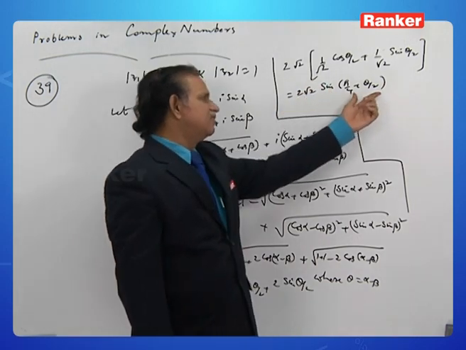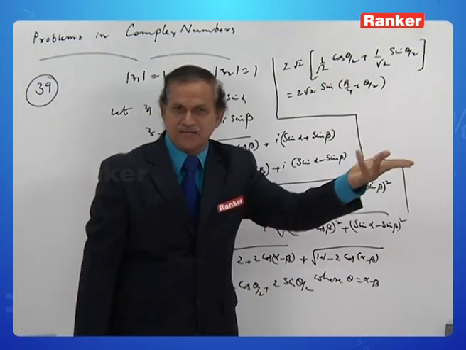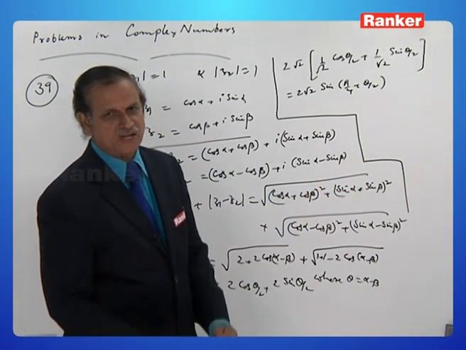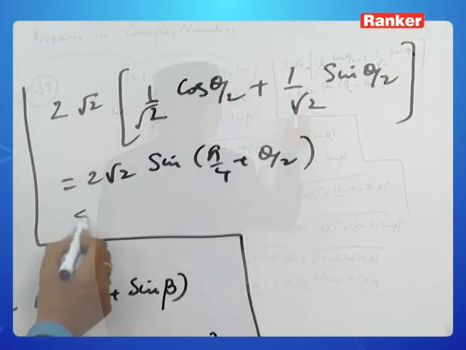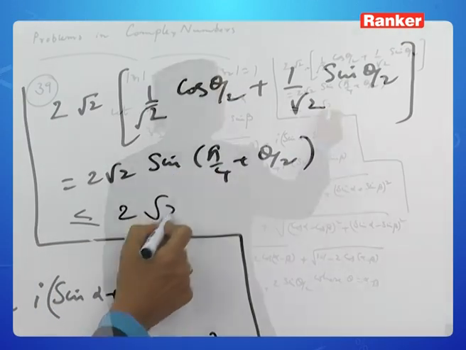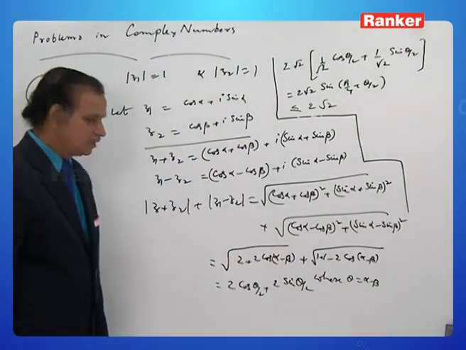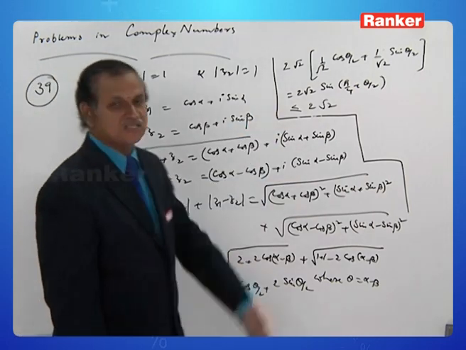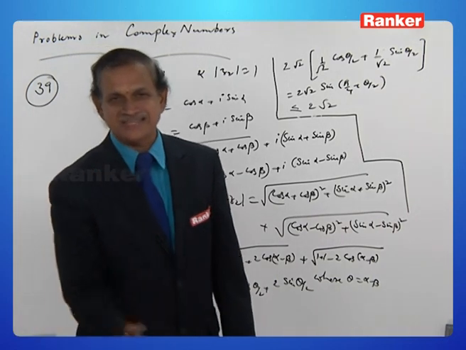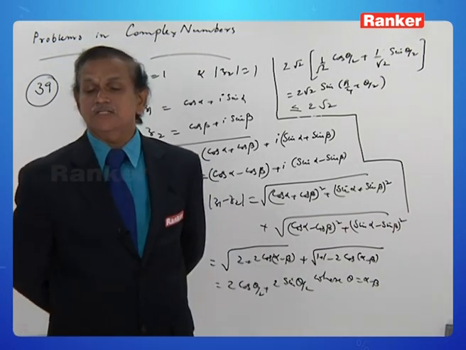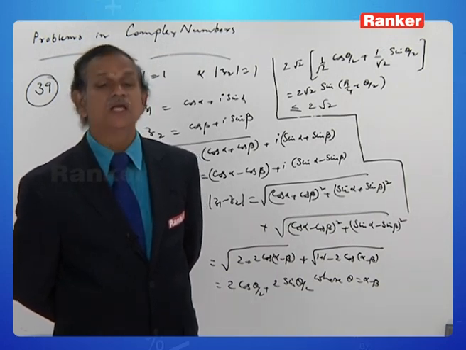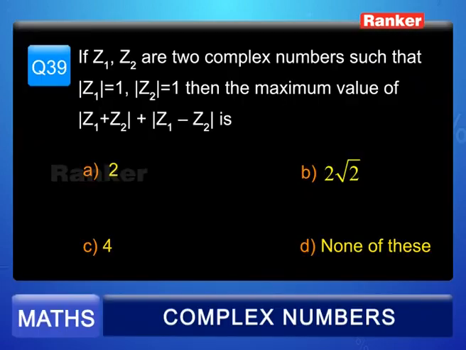Whatever might be the value inside this bracket, this is sine of something, a sine value, it can never exceed 1. Therefore, this is less than or equal to 2 root 2 into 1, that is 2 root 2. What could you notice? Mod Z1 plus Z2 plus mod Z1 minus Z2 can never exceed 2 root 2. It is either less than that or at most equal to that. Hence, the maximum value is 2 root 2. Is it available? Of course, it is in option B. Therefore, the right option is B and the right answer is 2 root 2.